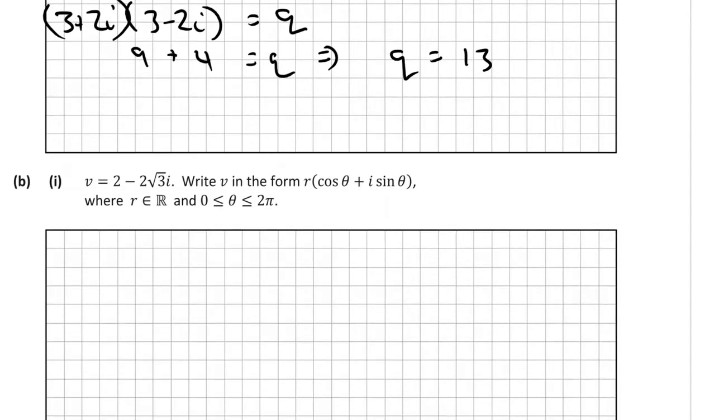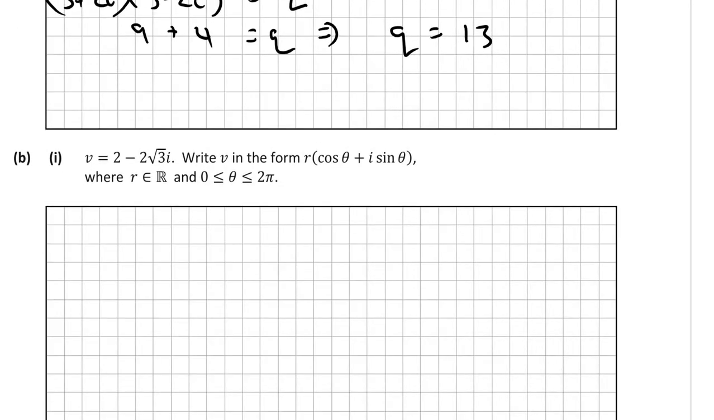In the next question, you're told that v is 2 minus 2 root 3i. Write v in polar form. Okay, so we've got two things with polar form: we've got r, which is the modulus, and we've got theta, which is the argument. The best thing to do when answering a question like this is draw a quick sketch of the Argand diagram of your complex number v.